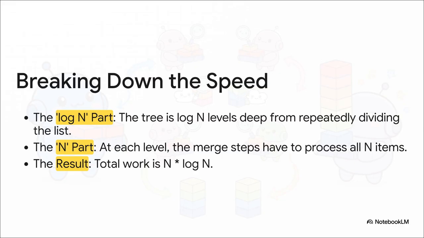The log n part comes from the height of the tree. I mean, if you have n items and you keep cutting that number in half, it only takes about log base 2 of n cuts to get down to 1. That's the number of levels.